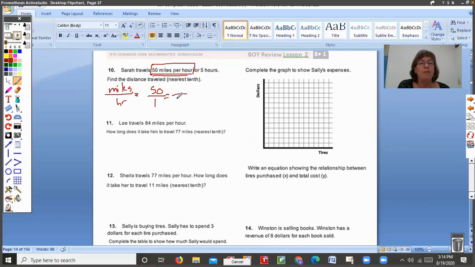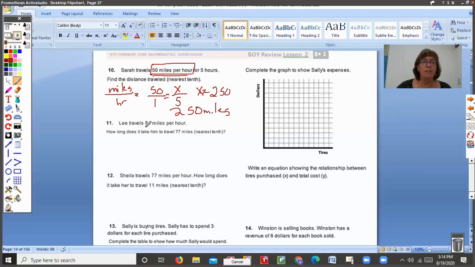So we're going to have hours here. It's going to go down here in the denominator. The x is going to go in the numerator. And then we just use our cross products property. 1 times x is x, and 50 times 5 is 250. So the answer is 250 miles. That's how far she traveled in 5 hours.